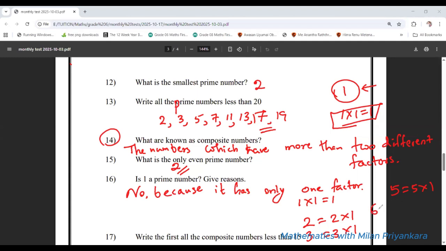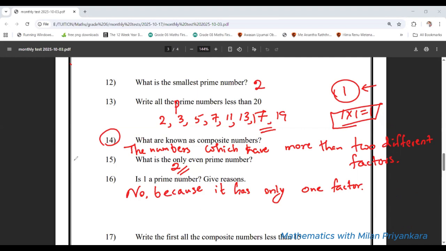If you take 6, 6 is equal to 6 into 1, and 6 is equal to 3 into 2. And then how many factors? There are 4 factors: 1, 2, 3, 6. That's why it is composite, right? So these numbers have two different factors. That's why they are prime. But 1 doesn't have that. It has only one factor. Therefore, if you write like this, this is enough, right? So you can understand this, I hope.